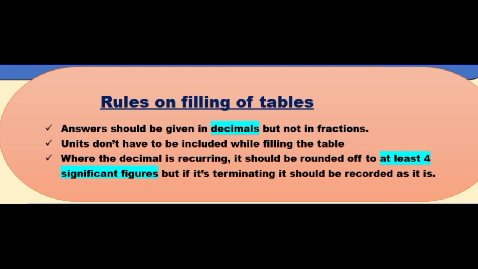That means you just require to key in the values, the numbers, in at least 4 significant figures. So you just require to fill the numbers in the boxes in at least 4 significant figures. But sometimes if it is terminating, for example, if the answer is 30, then you can just write 30 because there are no decimals there. But if there are decimals, then at least 4 significant figures, can be 4 or more.